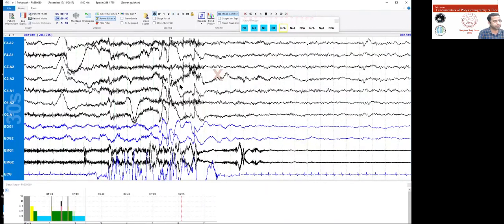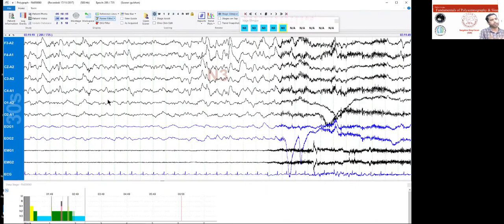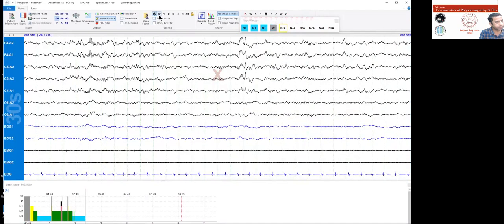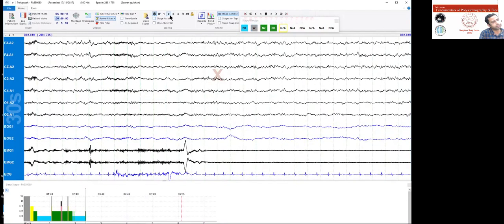So here again, this is N3, and the person is going from N3 to the wake stage. Rapid movements are there, and alpha is also there. If you see this, this is alpha, and that is why it's wake. Again, this K complex is there, so slow wave activity is there, but the amplitude is not that much. So this is N2 again.